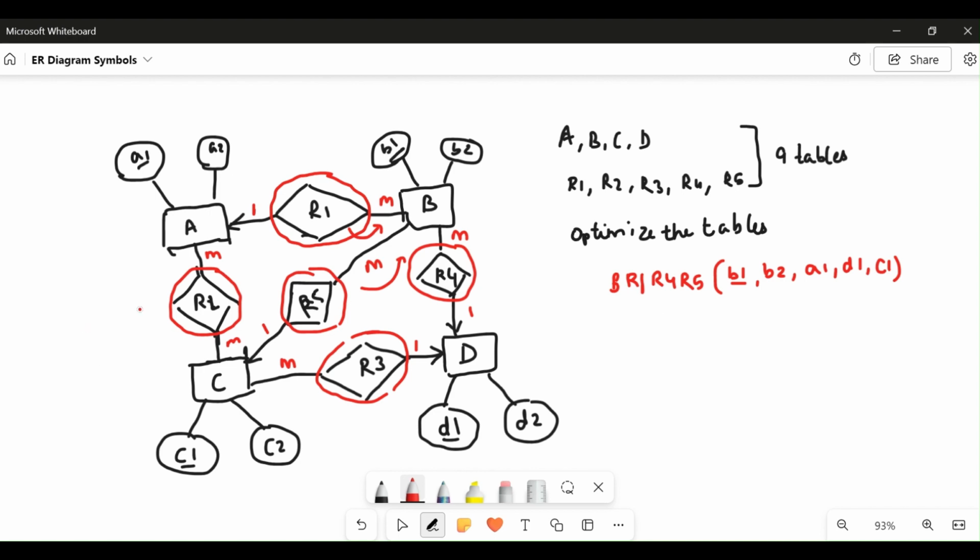Now R2 cannot be clubbed with anything because it is between an M and M. So it cannot be clubbed with anything. So R2 will be separate. Then A will also be separate since it cannot be clubbed with anything else. C and R3 can be clubbed. R3 can be clubbed with C. So C R3.